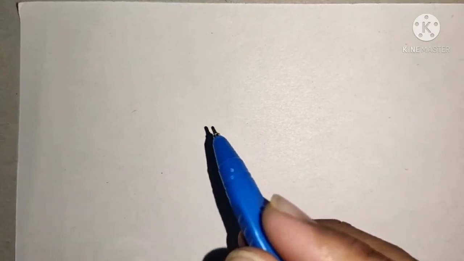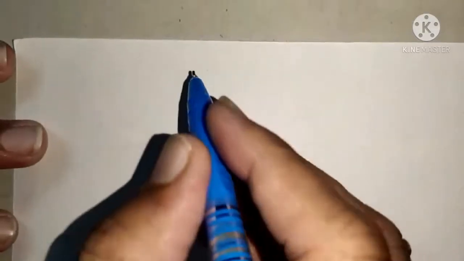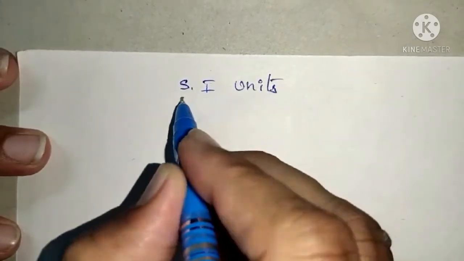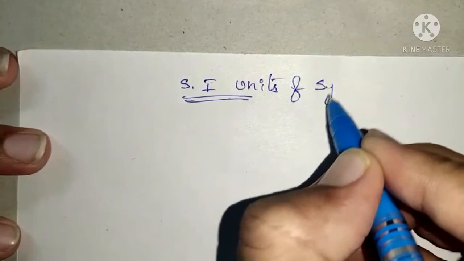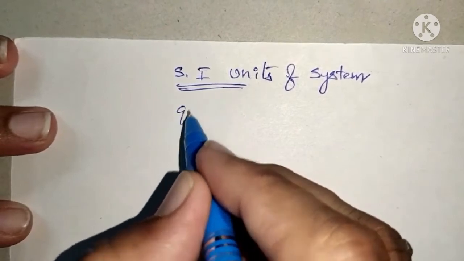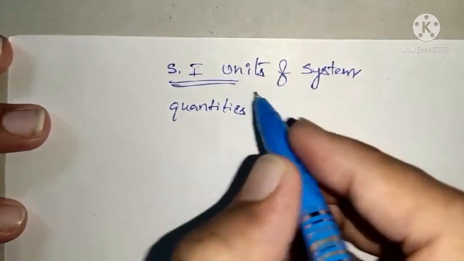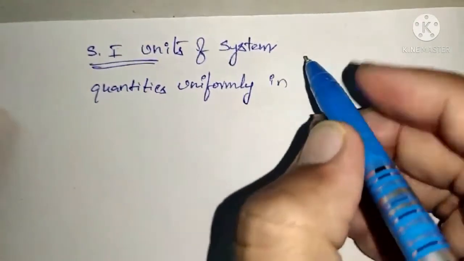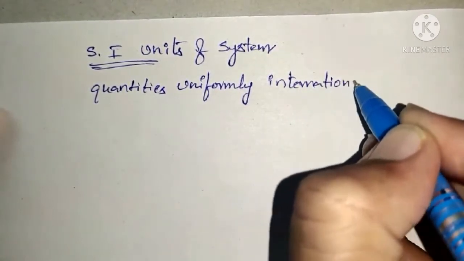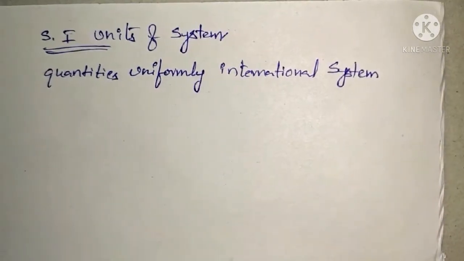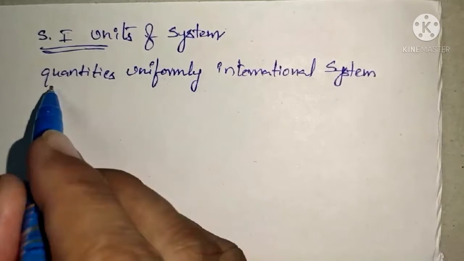The SI system is used to measure quantities. Which quantities? Physical quantities, uniformly. Once again, the SI system is used to measure physical quantities uniformly, as an international system. So uniformly, internationally, wherever you go, anywhere all over the world, this quantity will remain the same.